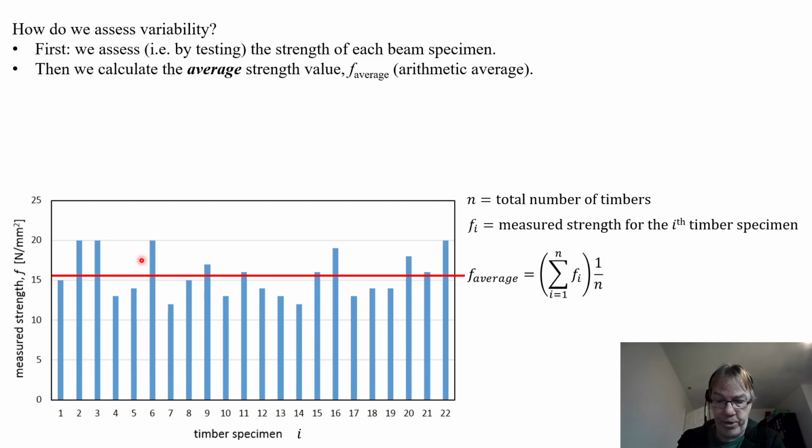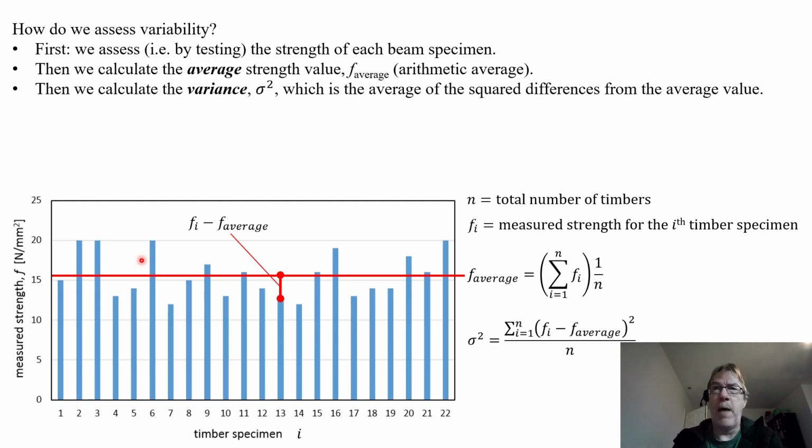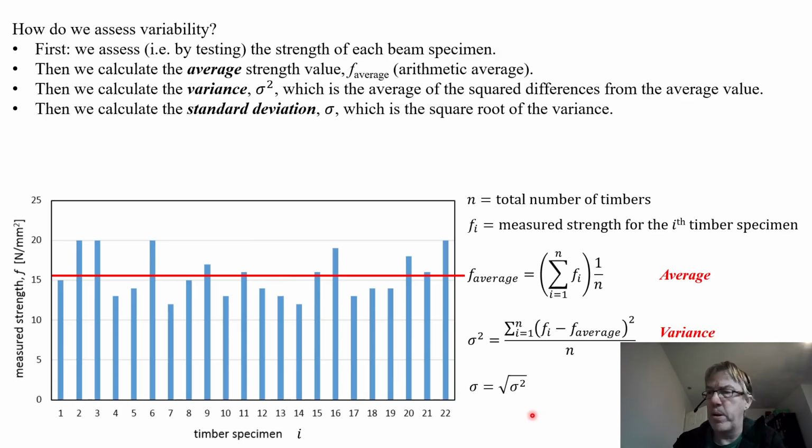We can draw that on the graph. And then we get what's called a variance. So this is where each individual test, how that differs to the average. The variance is actually the average of the squared differences from the average value. So there's the equation there for what we call variance. And then to get the standard deviation, it's just the square root of the variance. Nice and simple.